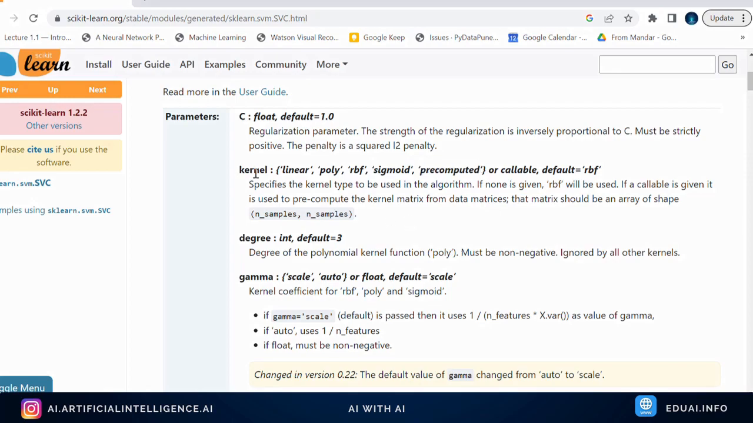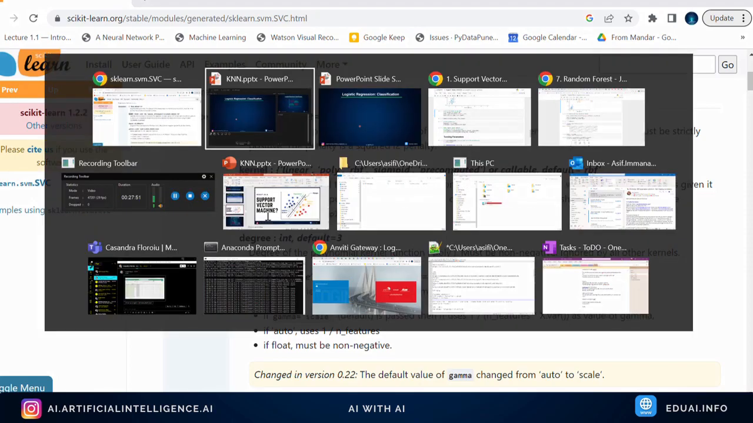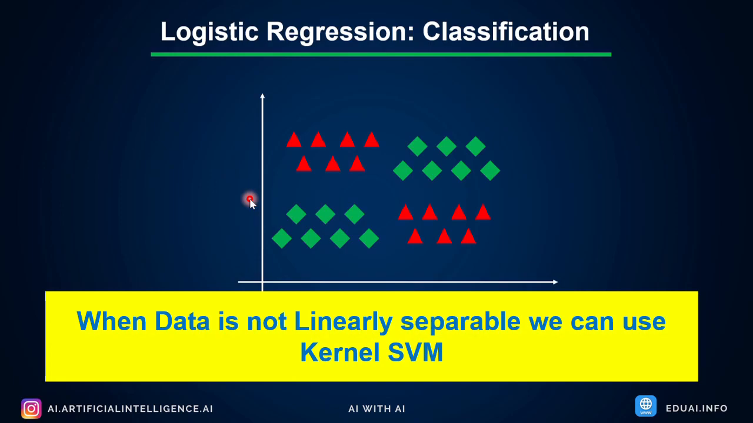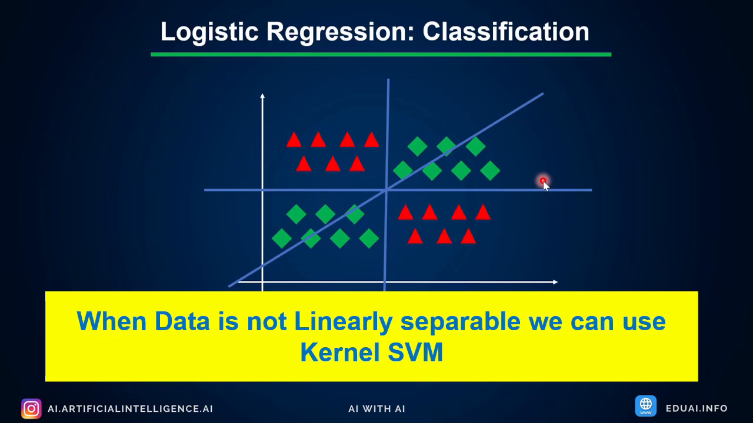Just to quickly give you an idea about what this kernel stands for, I'm back on the presentation here. Sometimes the data is not linearly separable. You cannot draw a line to separate the data, to classify the data. I cannot draw a line like this to classify the data. I cannot draw it like this. Then how should I classify this type of data?